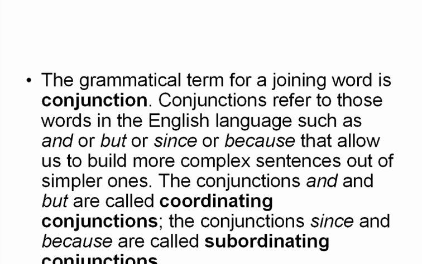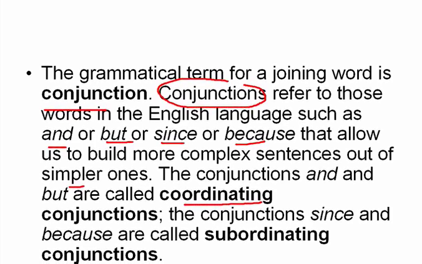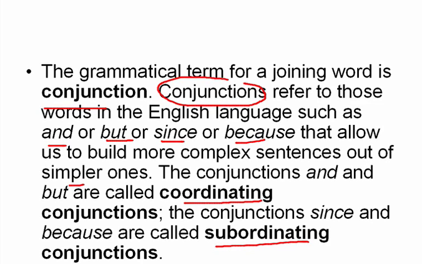The grammatical term for a joining word is conjunction, and conjunctions refer to those words in the English language such as and, but, or, since, or because. And they allow us to build more sentences which are complex and compound out of simpler ones. Now the conjunctions and and but are called coordinating conjunctions, and conjunctions like since and because and although are known as subordinating conjunctions.